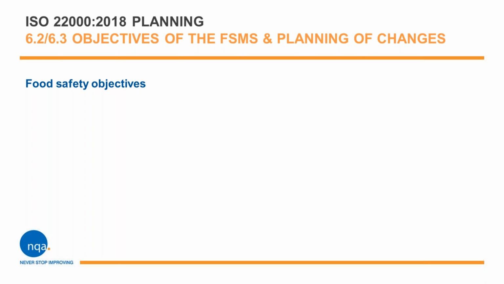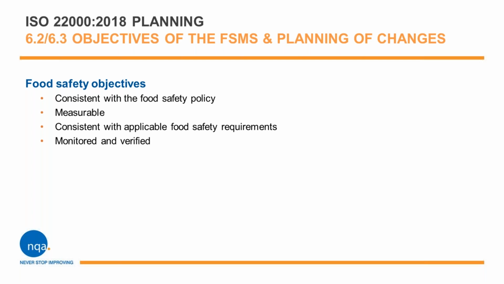So now we are going to talk about 6.2 and 6.3, differences with the previous version of the standard. So here we have the food safety objectives. As we mentioned before in the previous version of the standard, they must be consistent with the food safety policy, must be measurable, consistent with applicable food safety requirements, must be monitored and verified, must be communicated. So, for example, through induction training, or displaying the food safety objectives around your premises. They must be maintained and updated, and of course, always documented.